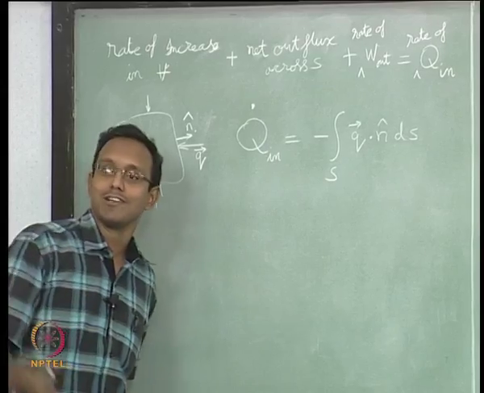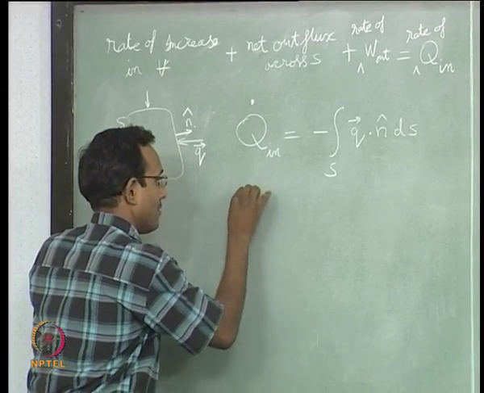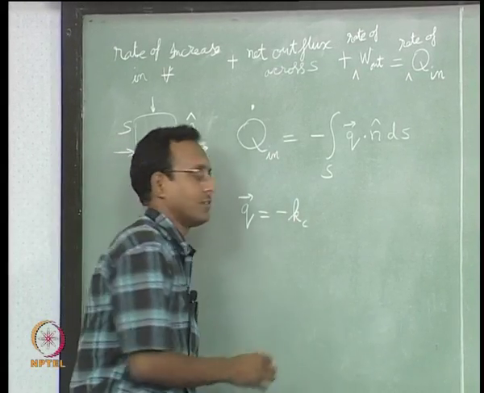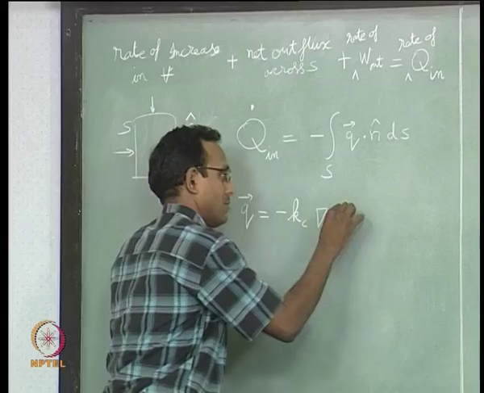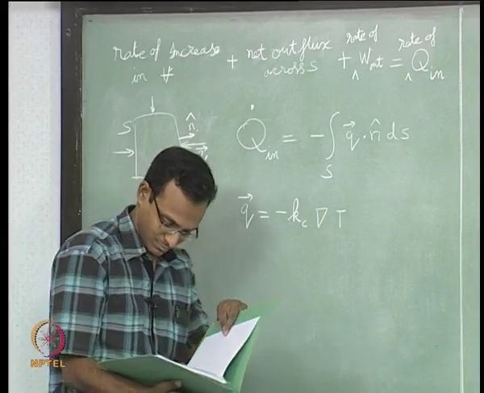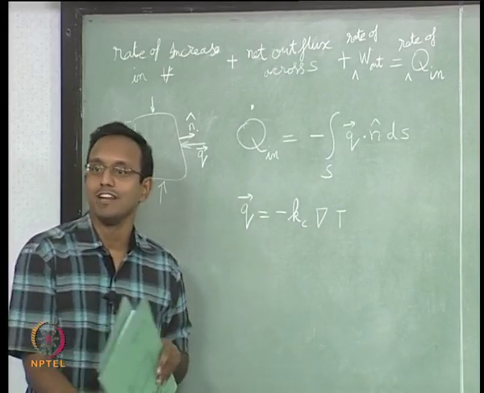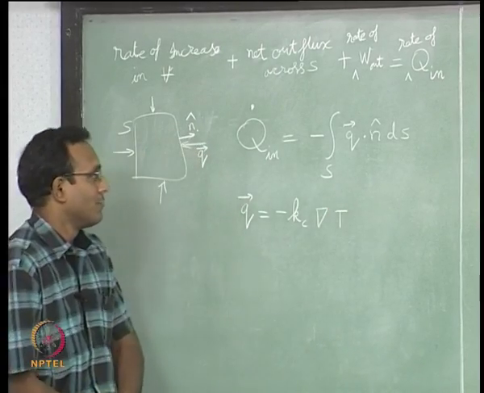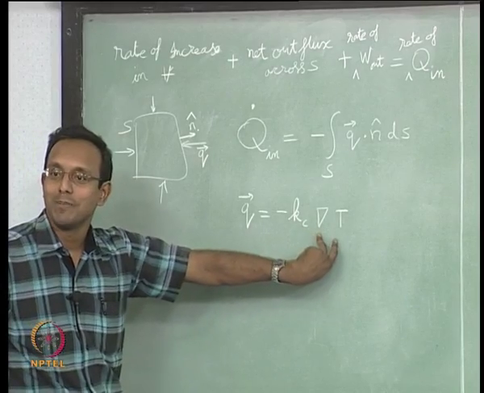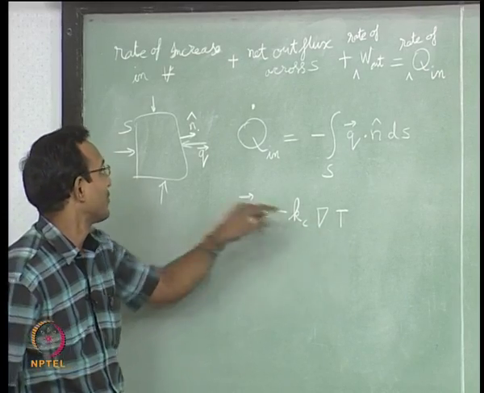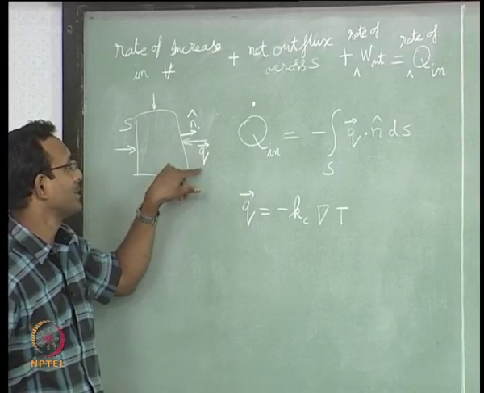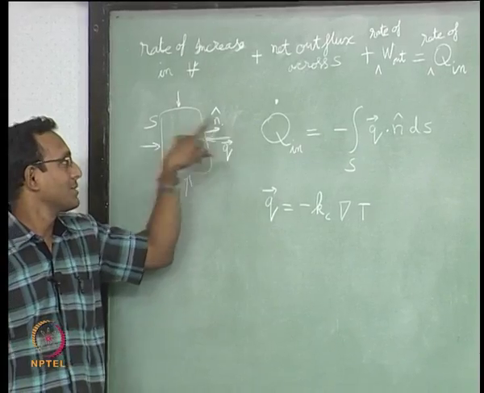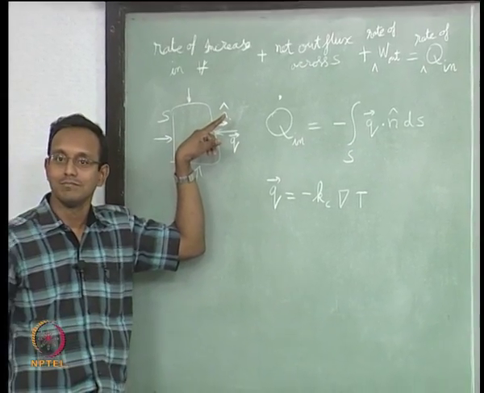That is where your Fourier's law comes in. Conduction coefficient times del T. This is your Fourier's law of heat conduction. Now, I did this for the gradient of pressure earlier. Now, the gradient of temperature, what does this say? If I go back to this picture, I am saying heat is going this way in, which means this is higher temperature, this is lower temperature, right.